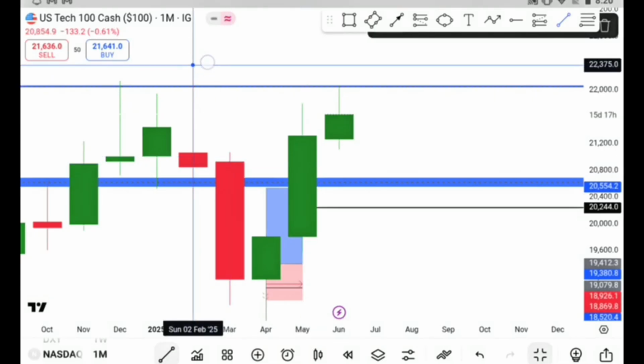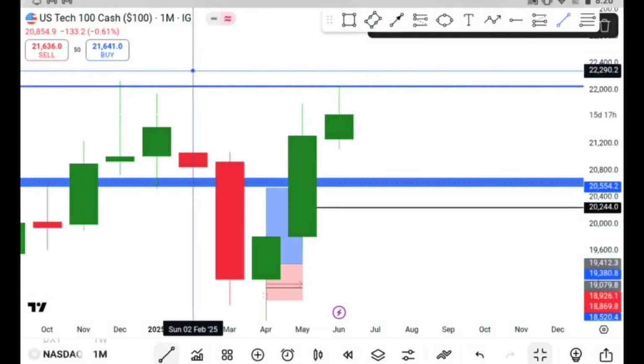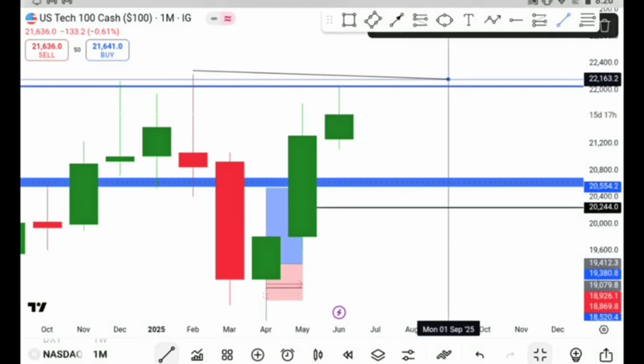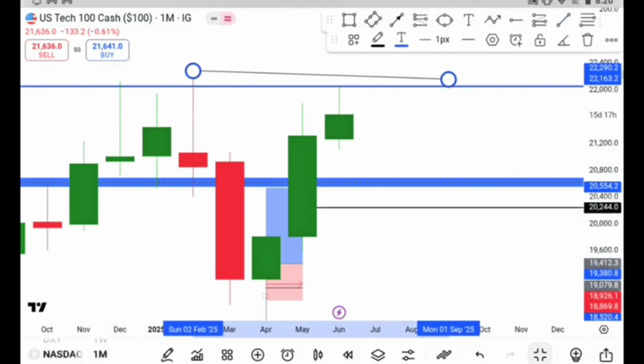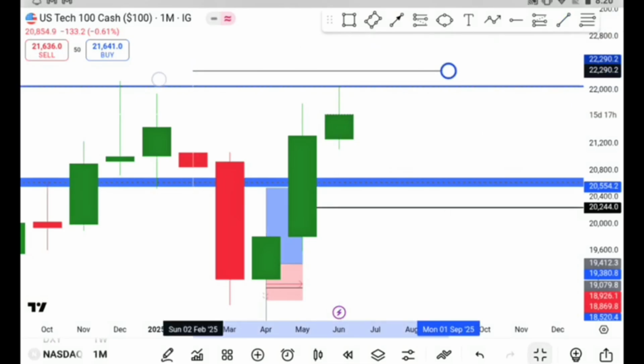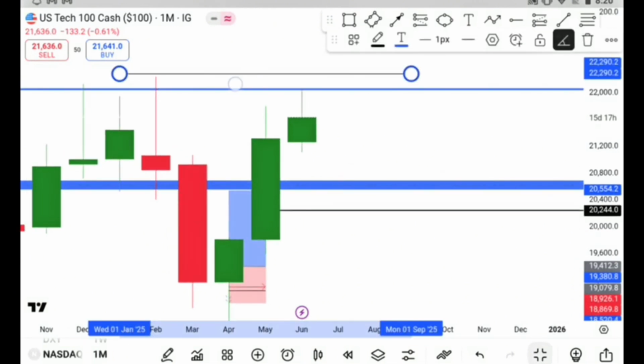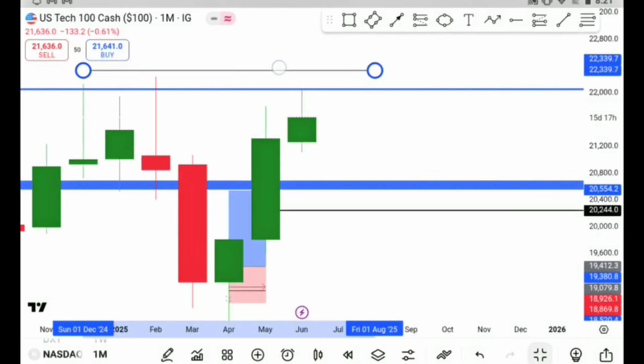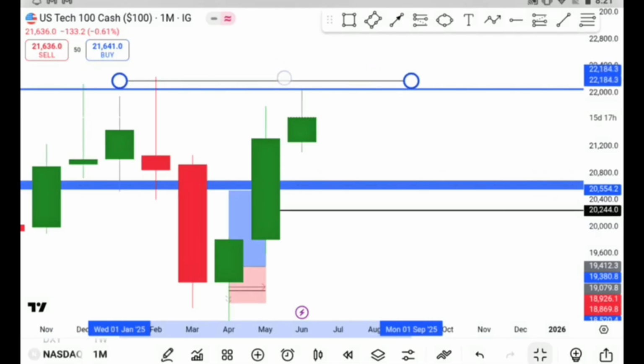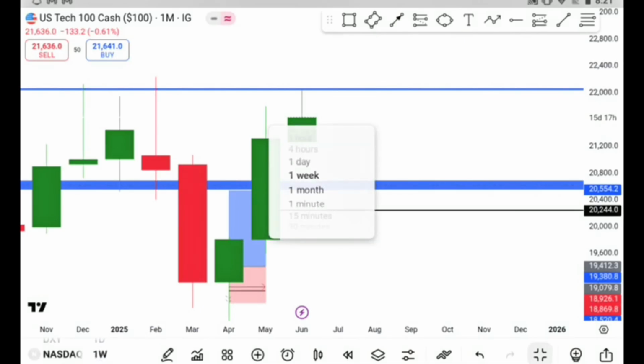So we formed a higher high here. This was the last high on NASDAQ 100. We formed this higher high here. We all know that for years now we've been making higher highs and higher lows on NASDAQ. So automatically we know that we are making higher highs.